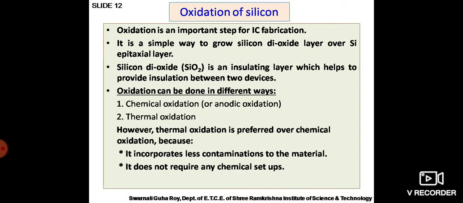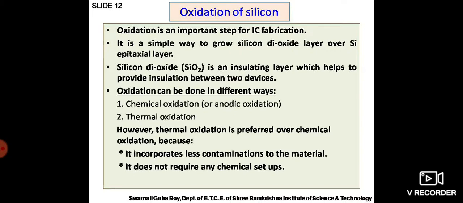SiO2, that is silicon dioxide, is an insulator. That is, the SiO2 layer is an insulating layer which actually provides insulation between the two devices so that they may not be shorted together. This is very important in IC fabrication.